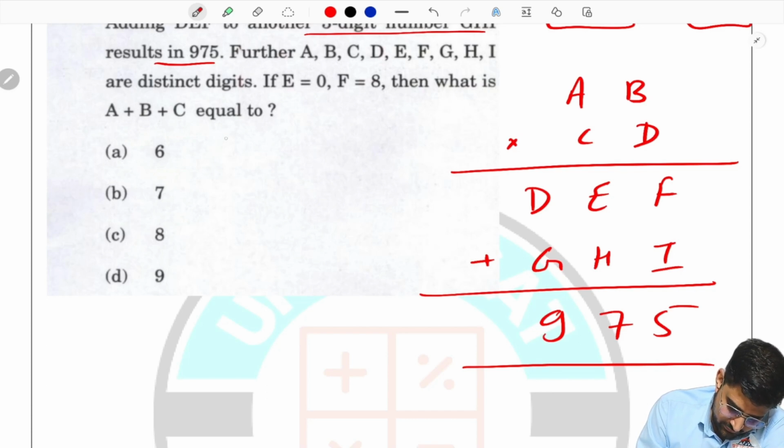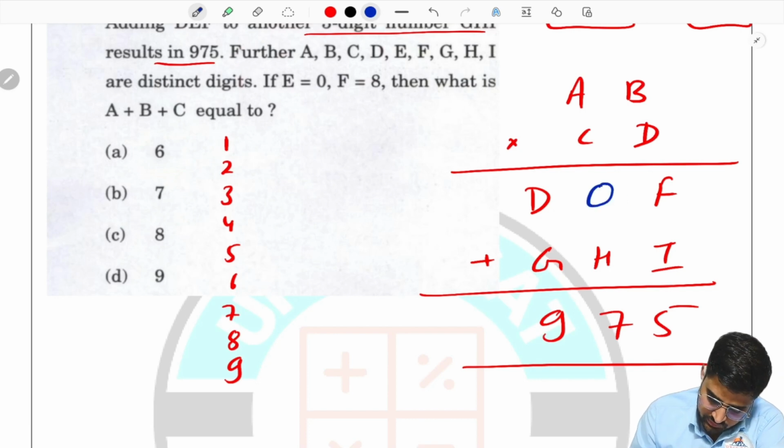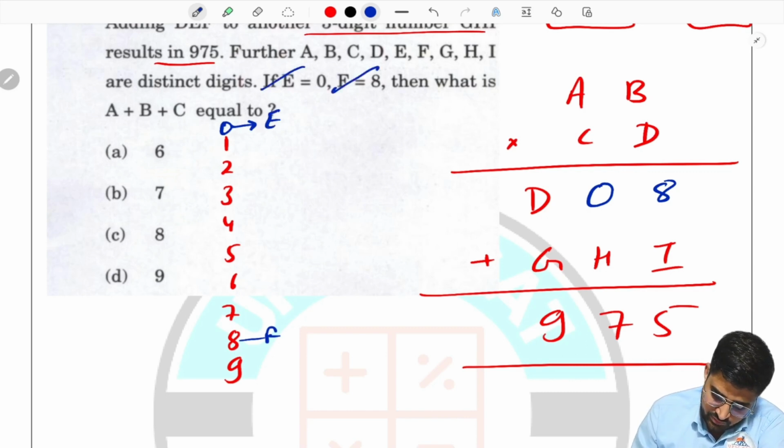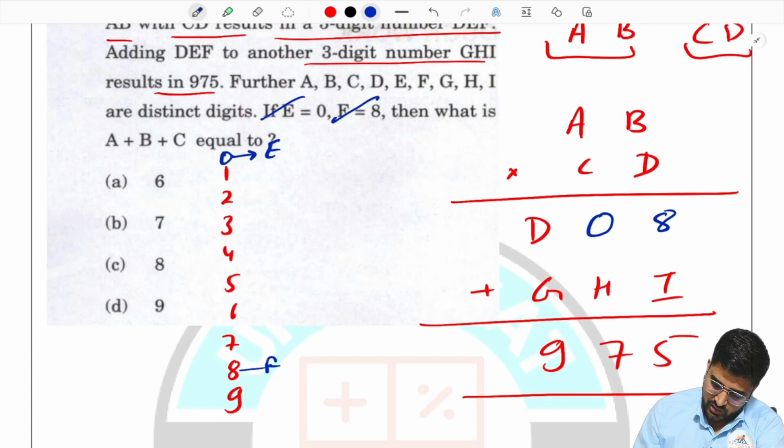So we have the digits 1, 2, 3, 4, 5, 6, 7, 8, and 9, and all of them are distinct. E is 0, let's put it 0 here. F is 8. We have 0 also in the picture. So E is 0. Now we consider both of them. Okay, the others are unknown to us.